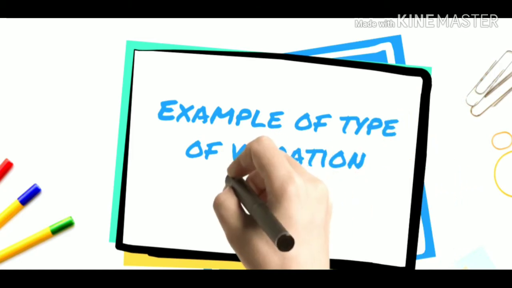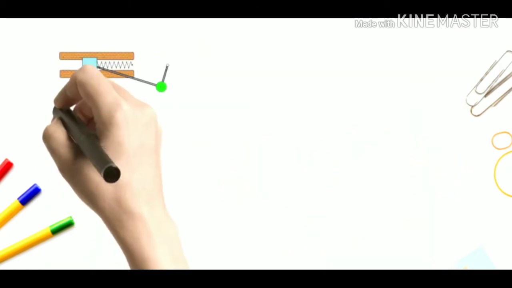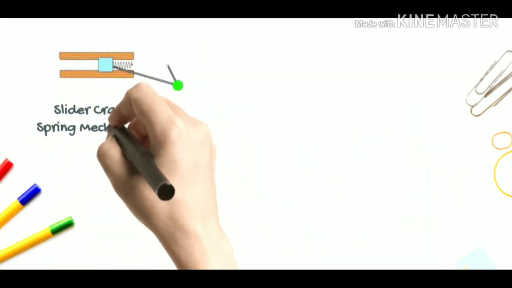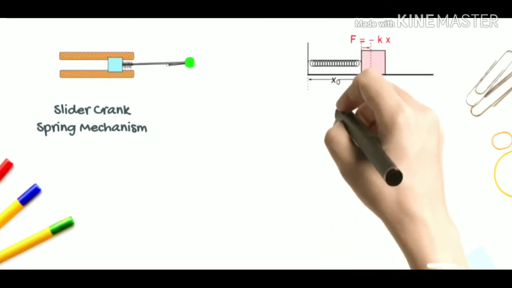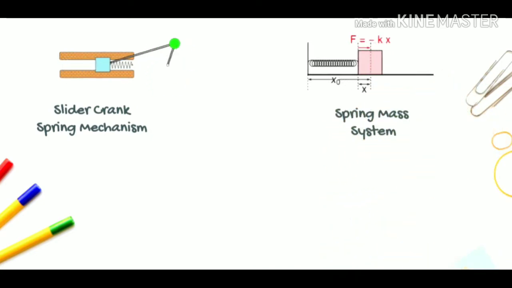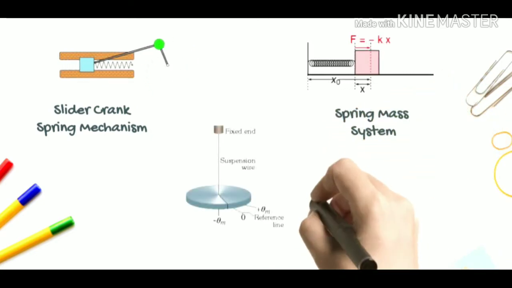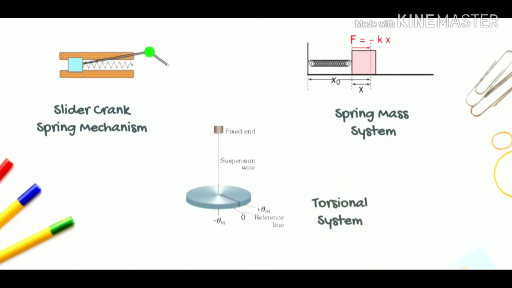Examples of types of vibration systems: slider crank, spring mechanism, spring-mass system, and torsional system.